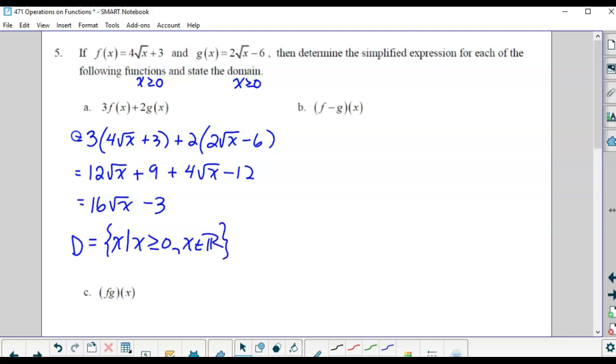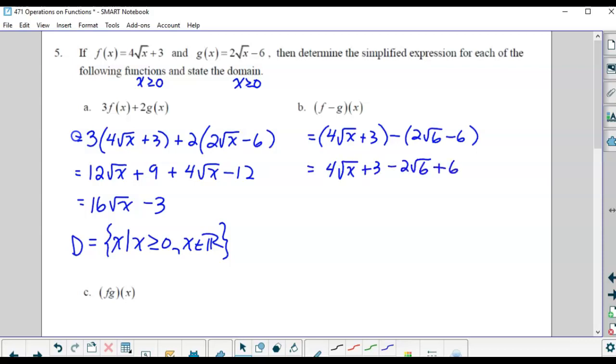And then just subtracting them, 4 root x plus 3 minus 2 root x minus 6. I always put brackets if I'm subtracting, so then I take that extra step to make sure I get the signs correct. Oops, that's not an x, that's a 6. So 2 root x plus 9, and again, same domain.